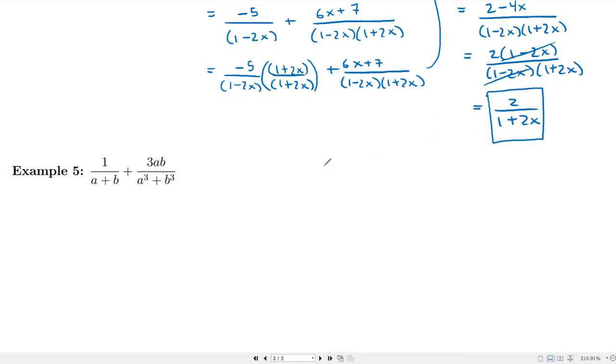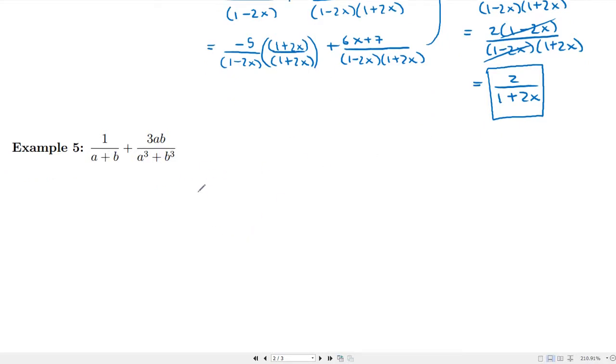All right, so for our next example, we have this sum here: 1 divided by (a plus b) plus 3ab over (a cubed plus b cubed). So what are we going to have to do here? Again, find a common denominator. We have the sum of two cubes, and we have a nice formula for that, so the factorization will be pretty quick. We can't factor the first denominator, but what could we do?